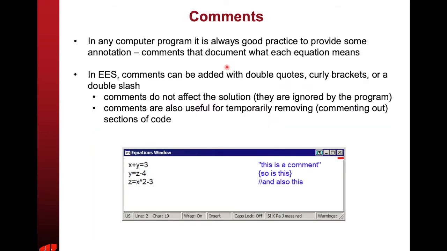Next up, comments. We've talked about this a little bit. You should always put comments in your code. With EES, there are 3 ways to do it. Put it in quotes. That's what I usually do. You can put it in curly brackets. That's another way to do it, and it has advantages and disadvantages. And then double forward slash will also make things a comment. And you should always comment your code.